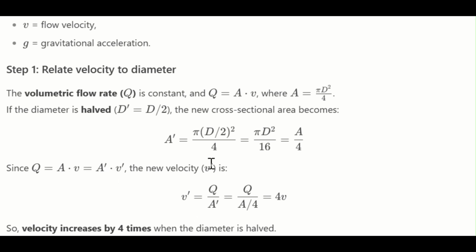From that, applying this diameter or new area relation, the new velocity will be 4 times the initial velocity. So the new area is 1 by 4, decreased to 1/4 of the initial one, and the new velocity is 4 times the initial one. So we got the relation of area and velocity, and all I have to do is substitute in the Darcy-Weisbach equation.